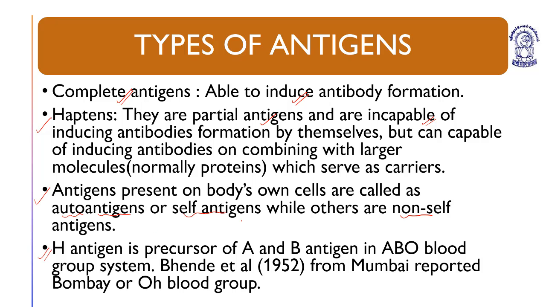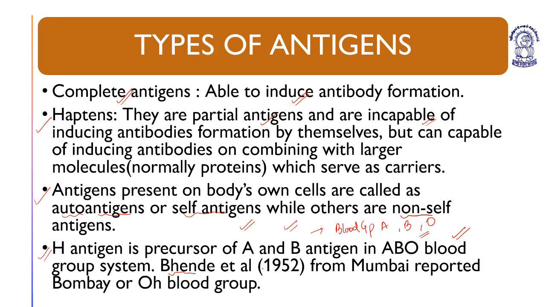H antigen is a precursor of A and B antigen, which are responsible for determining blood group A and B. Blood group A, B, and O. So H antigen is a universal antigen. It is present in all human beings having the ABO blood group system. Okay, H antigen is universally present, and that is why it doesn't remark itself, especially in the antigenic test.